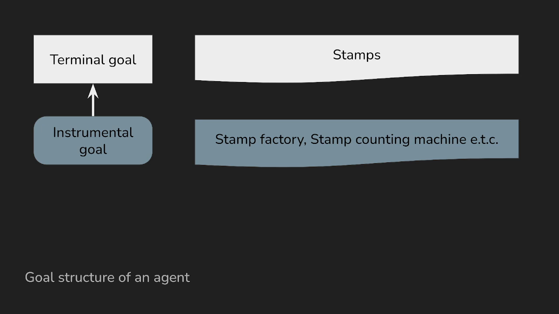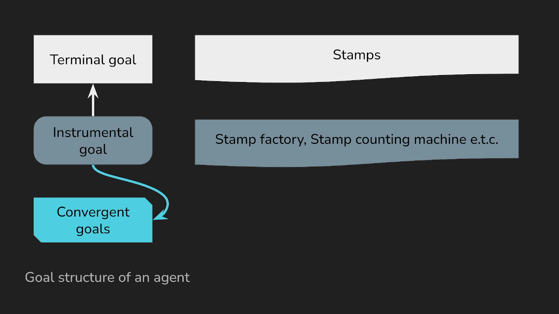The terminal goal is not related in any way to how intelligent the agent is, and is simply whatever the purpose of the agent is. But some instrumental goals occur more often than others. Those are called convergent goals because no matter what the terminal goal of an agent is, we may reason that it may still want to achieve these goals.